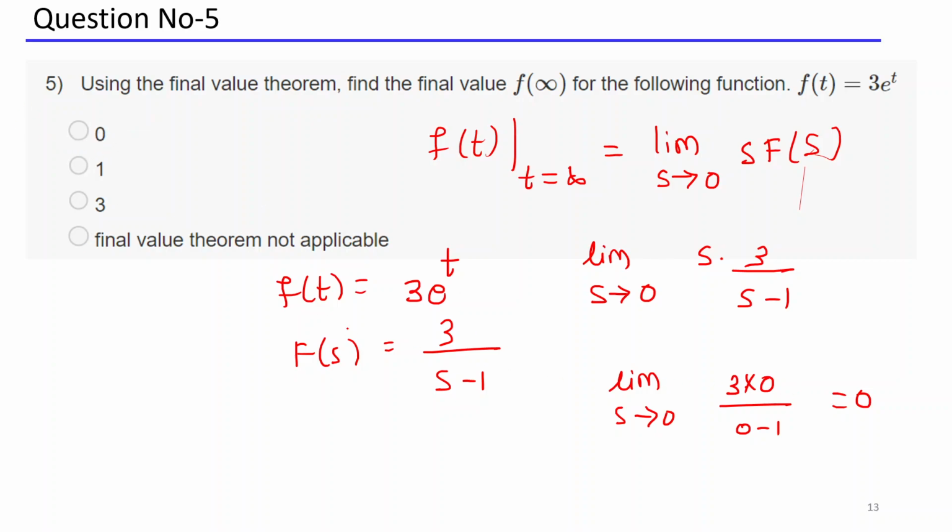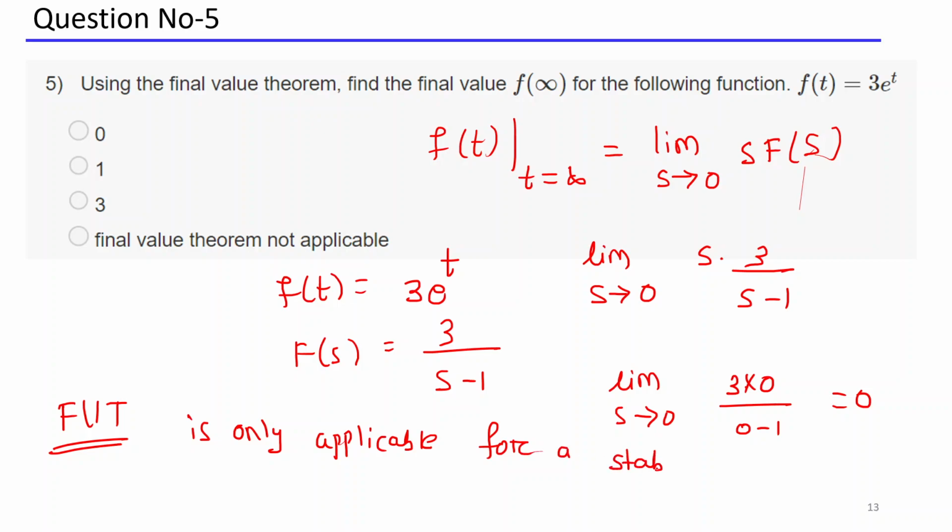But for this question, you have to remember that the final value theorem is only applicable for a stable system. Remember, a system should be stable. It means all the poles are not at 0. So the final value theorem is only applicable for a stable system. Stable system means all the poles lie in the left hand side of the S plane.